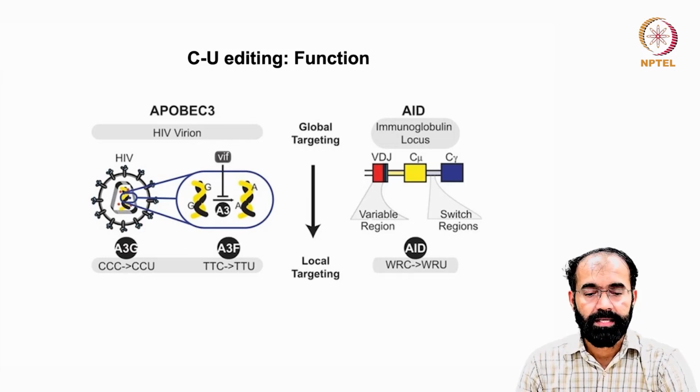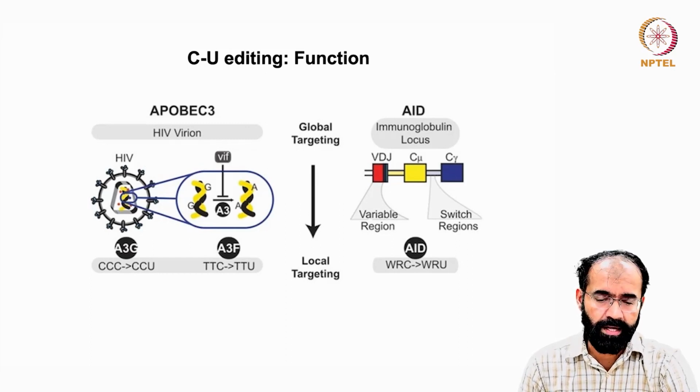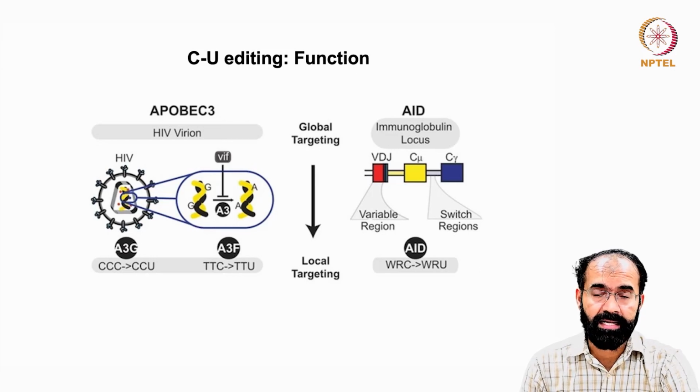So VIF is a protein which is viral specific, and what happens is that if there is a specific locus there, it can convert into A3 protein, can convert into A3G, that is it can get converted into A3F, and alanine becomes glycine or alanine becomes phenylalanine.